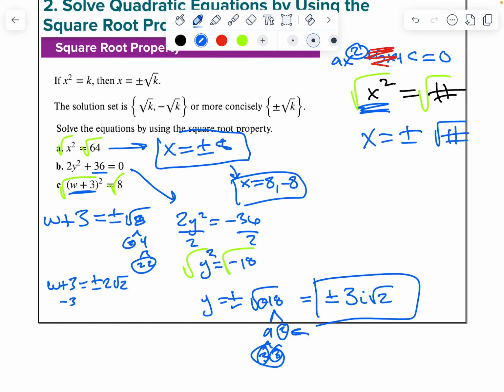We need to subtract the 3. And notice that these things are not like terms here. 3 and 2 square root of 2 are not like terms. So w equals negative 3 plus or minus 2 square root of 2. Again, we needed two answers, and we have two answers, the positive and the negative version of that. That's negative 3 plus 2 square root of 2 and negative 3 minus 2 square root of 2.